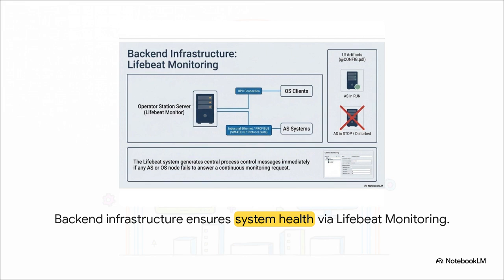The beating heart of this lifeline is the LifeBeat monitoring system. Your operator station server continuously checks the health of the entire plant network. It does this by constantly pinging nodes. That includes other OS clients and the underlying AS systems, using OPC and S7 protocols. If any single node fails to answer that continuous ping, the LifeBeat system immediately generates a central process control message. It alerts the operator instantly that a piece of the architecture has gone dark.